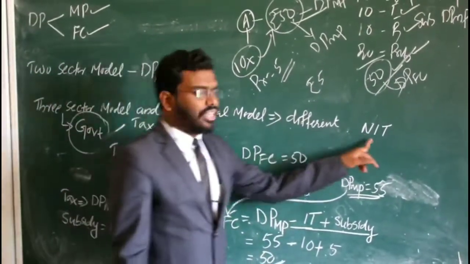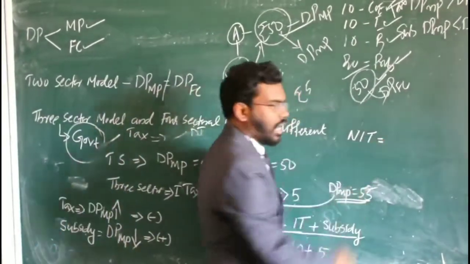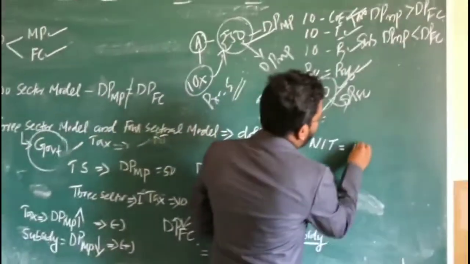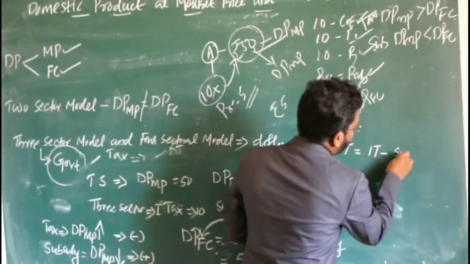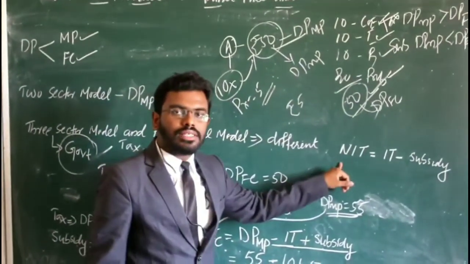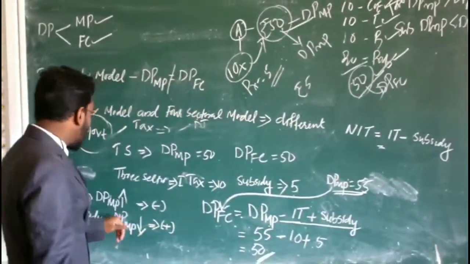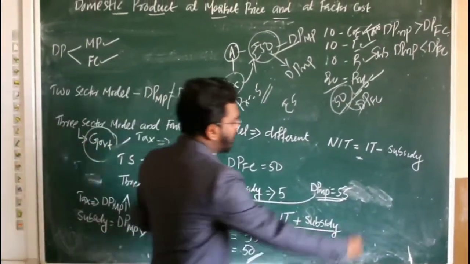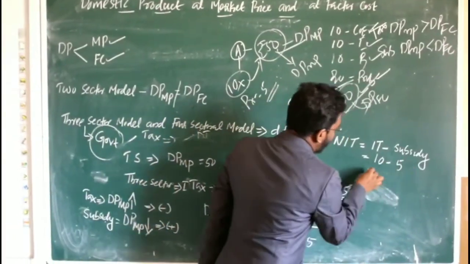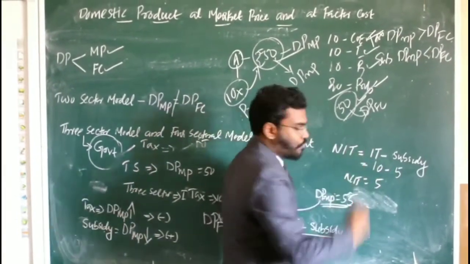What is net indirect tax? So how can we calculate net indirect tax? Net indirect tax is equal to indirect tax minus subsidy. As per our example, how much was the indirect tax? Indirect tax was 10 and the subsidy was 5. So NIT, net indirect tax, is equal to 5.